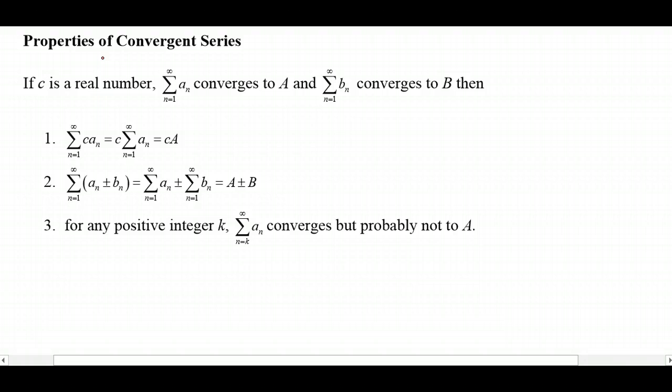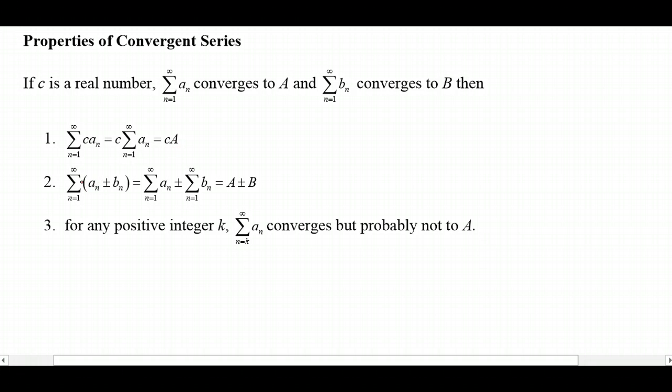So this is going to be about properties of convergent series. So let's say C is just some real number, and let's say we know that the infinite series of A sub n converges to A, and the infinite series of B sub n converges to B. Then, this first part of the properties tells us that we can pull a constant out of any infinite series. So the sum of C times A sub n, where C is a constant, is the same as C times the series of A sub n. And this infinite series converged to A, so this is just the same as C times A, the constant times the sum of the series.